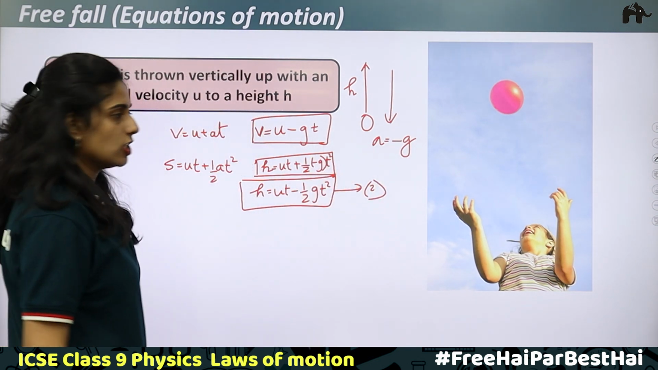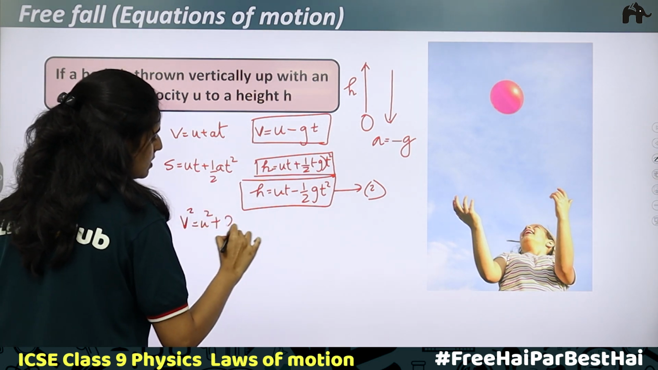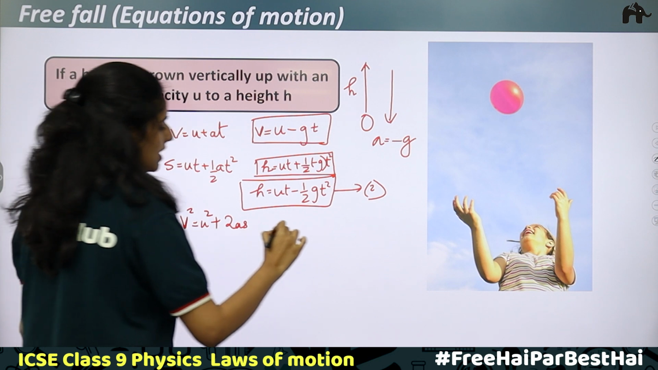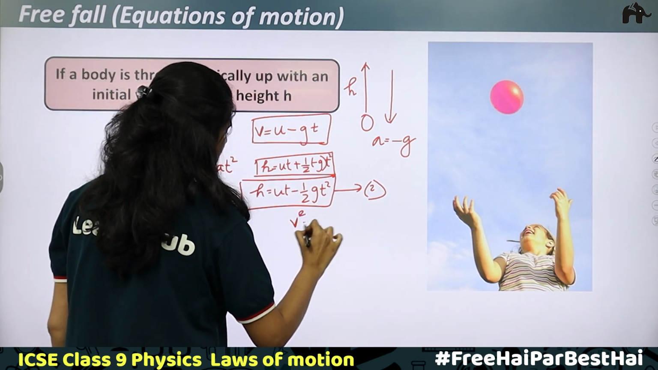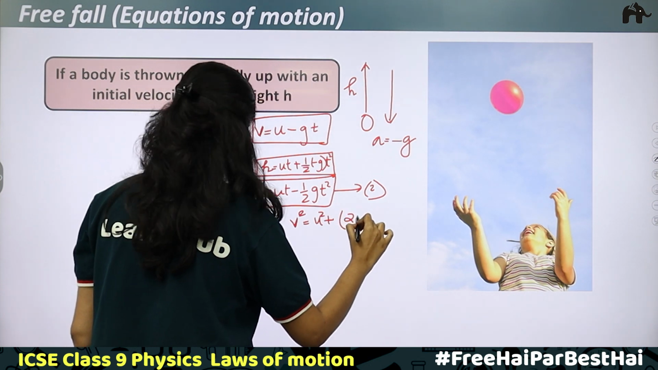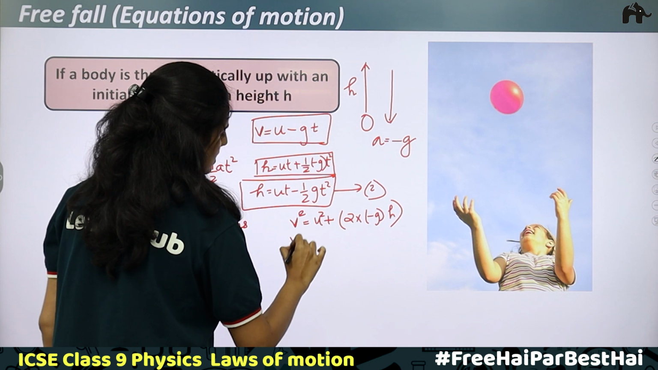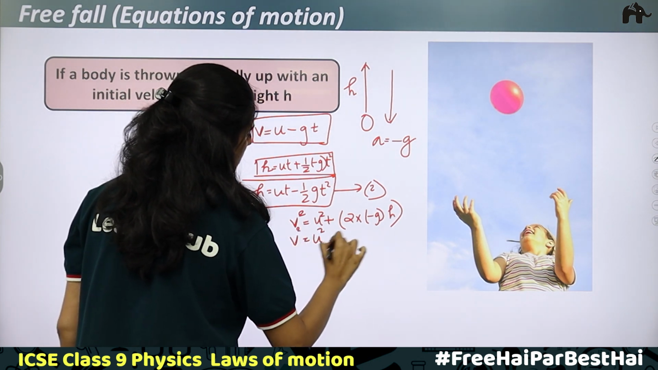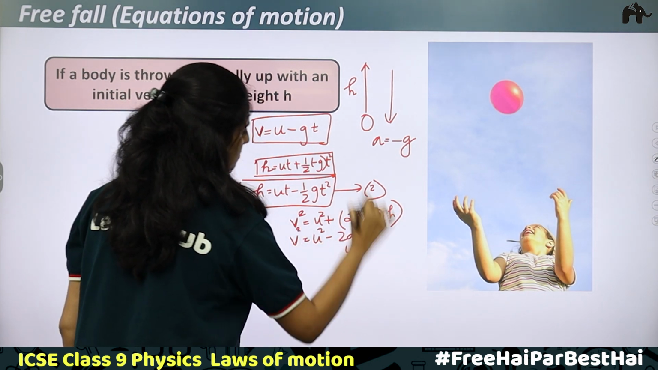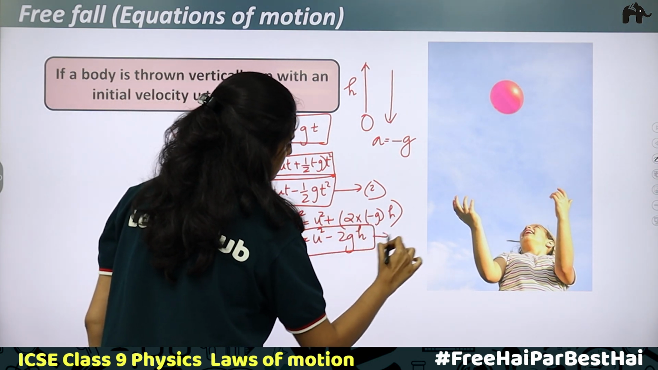Now the third equation, we have v square is equal to u square plus 2as, which changes into v square is equal to u square plus 2 into minus g into h. That is v square is equal to u square minus 2gh. This is the third equation.